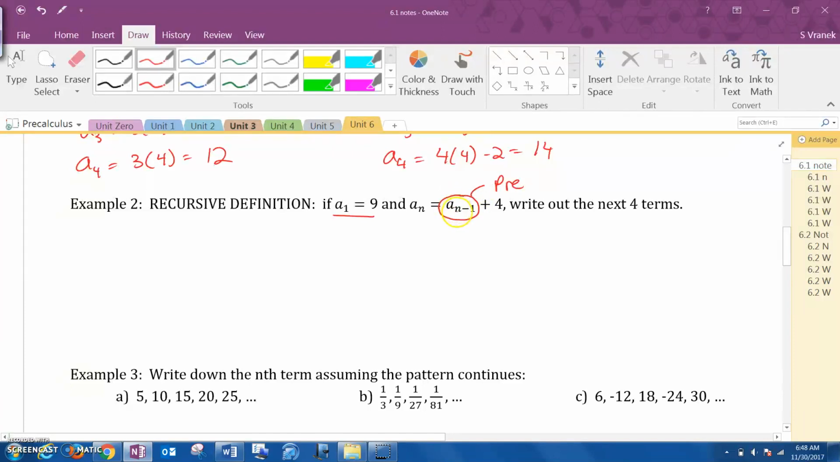If you see A sub N minus 1, it means if I want to know the second term, this was the first term. So just think of that always as the previous term from the term you're working with, if you see that.